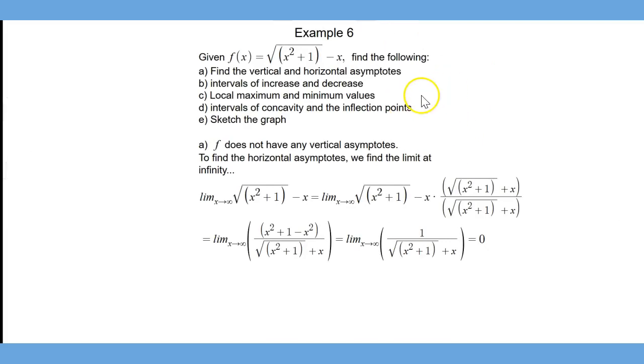Example 6. Now you're asked to find the vertical and horizontal asymptotes in addition to all the other stuff. So remember to find the asymptotes. This doesn't have any vertical asymptotes, but to find the horizontal asymptote, we'll find the limit at infinity. And you brush off those skills. So as x goes to infinity, we can multiply by the conjugate over the conjugate. And we see that this goes to 0. So we have a horizontal asymptote at y equals 0.